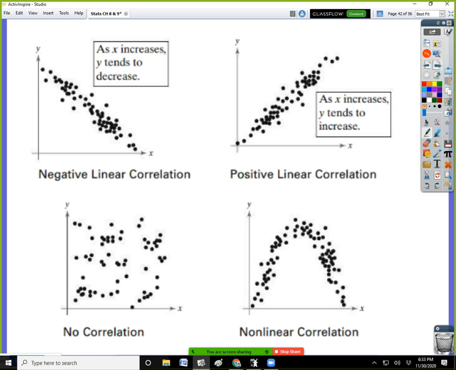Okay, so let's look. Obviously, looking at these, you can tell that this is probably a pretty good negative linear correlation, right? They're pretty much all in a straight line, aren't they? Whereas this one is a positive linear correlation, which means you have a positive slope. Does that make sense? Look at this one in the bottom left. Is there any kind of correlation at all?